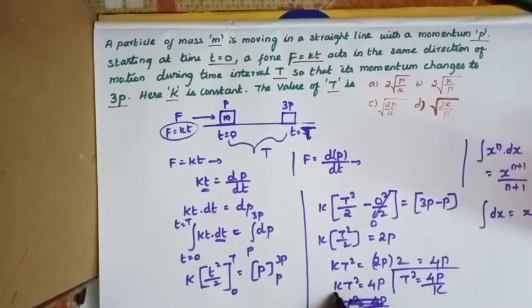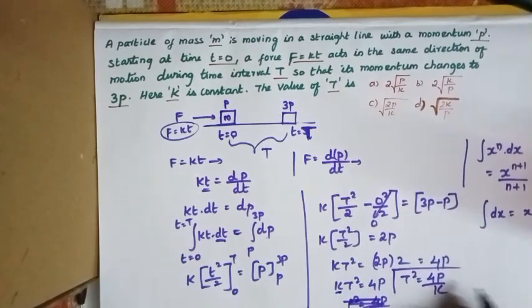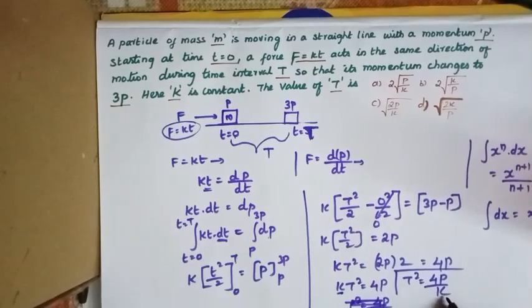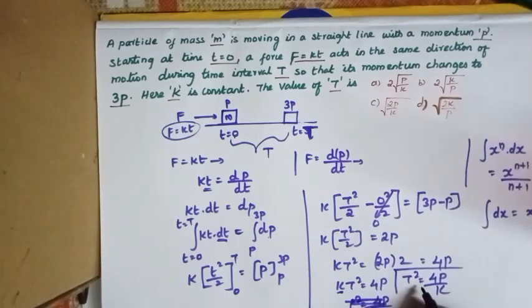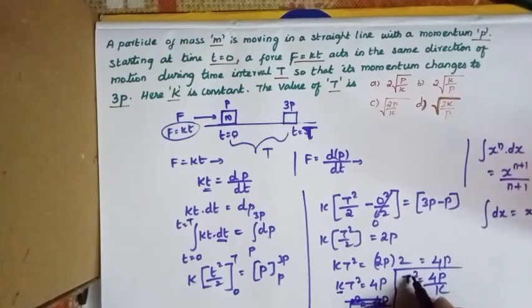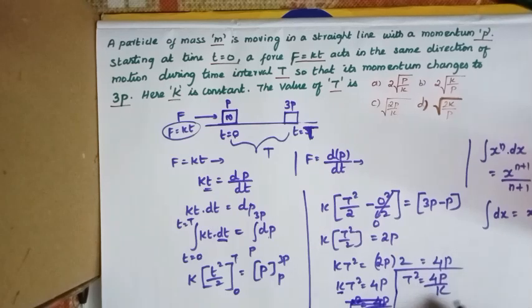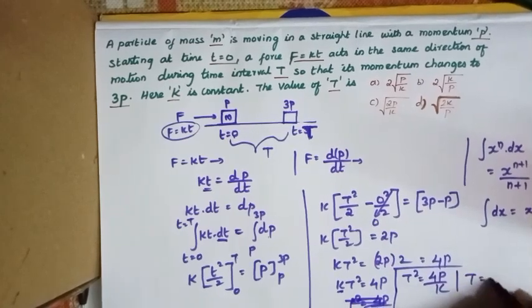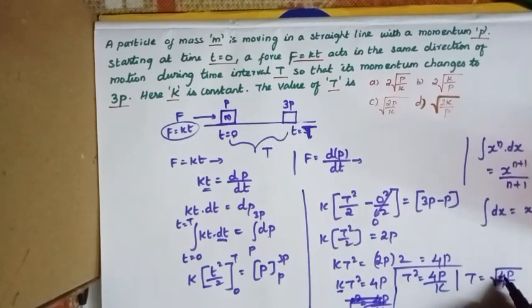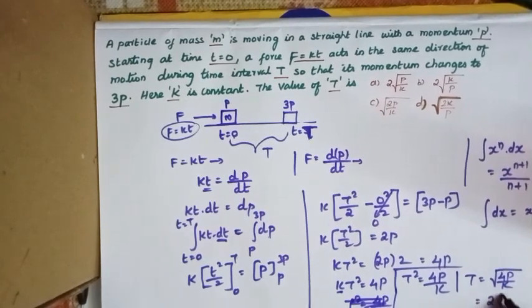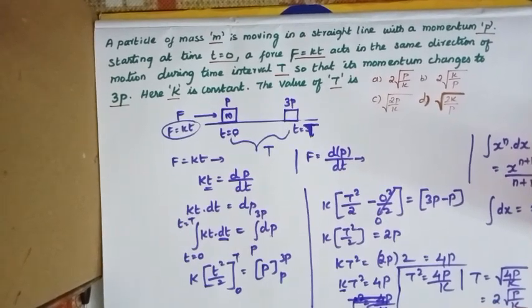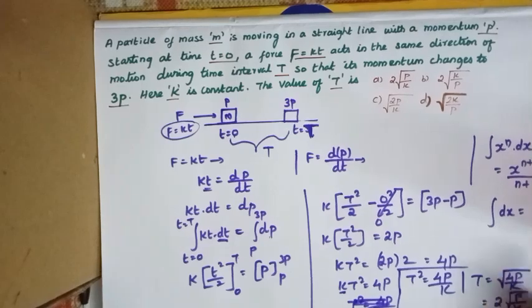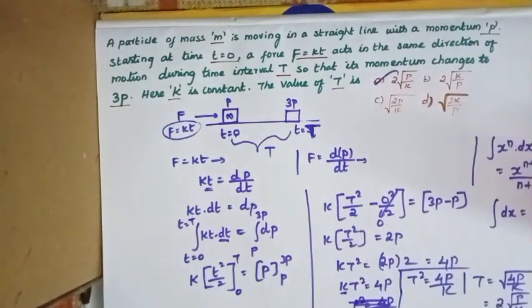Here k is in multiplication, so if it goes to the right hand side it goes to the denominator of 4p. Now we have to find the value of t, and we have t square, so I am taking this square to the left side, and on the right side it will become a square root, so t equals root of 4p by k. Now you can take the 4 out of the root, so you will get 2 times root of p by k. So the answer is option A.